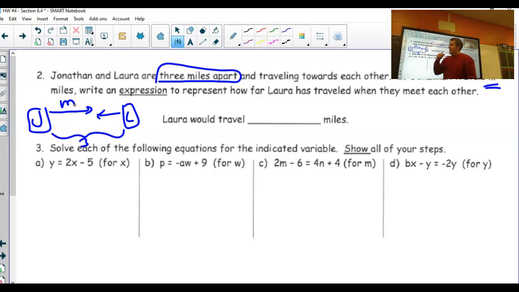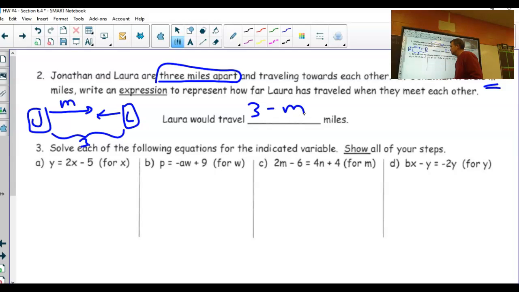So if Jonathan traveled m miles, the question is, m plus what gives you 3? Or how many miles are left over for Laura to travel? Well, she had to travel the rest of the 3 miles, whatever's left over that Jonathan did not travel. And the amount left over would be the total minus what he already used up. So it'd be the total 3 miles minus the amount of miles that he traveled would be what's left for her to travel.